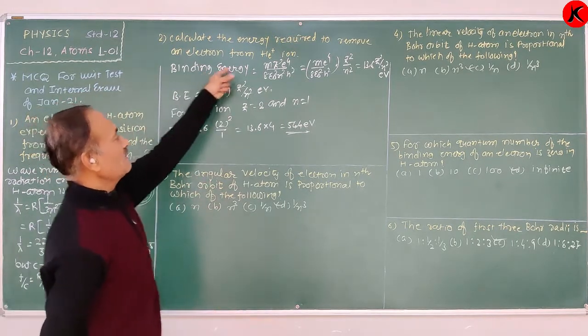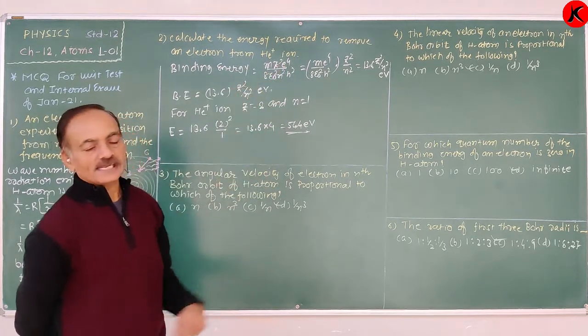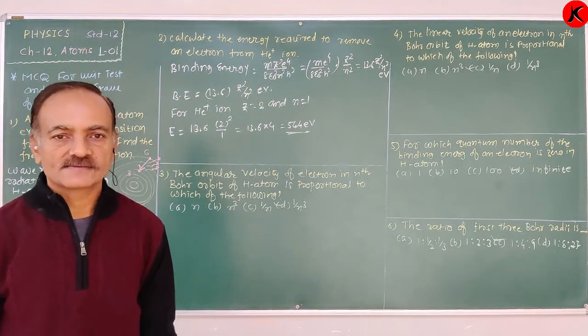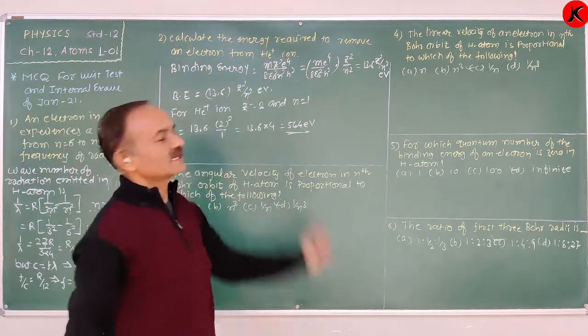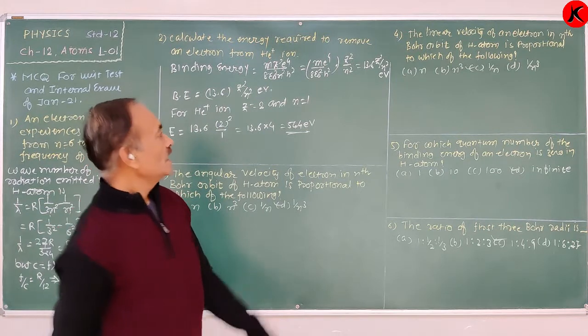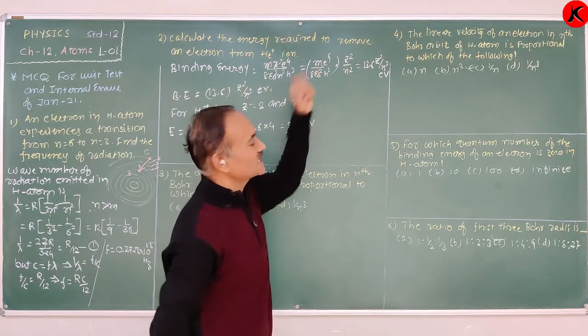Therefore, the equation of the binding energy of the electron is m Z square e to the power 4 upon 8 epsilon 0 square n square h square. Actually, it is negative, but we have to supply it externally, therefore it is taken as positive. Now the value of this term m e to the power 4 upon 8 epsilon 0 square h square.